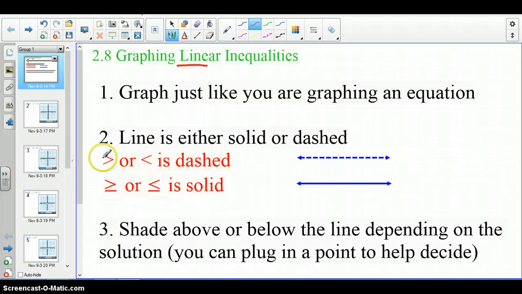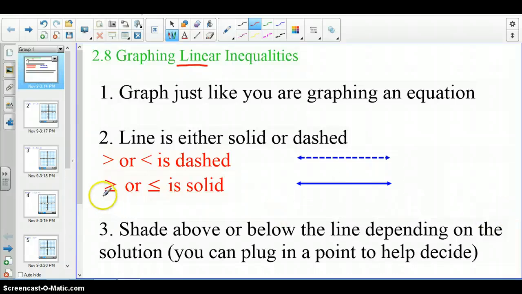Now, when we have a greater than or less than sign, we are going to use a dashed line. If we have a greater than or equal to or less than or equal to, we're going to use a solid line. Then after that, we need to figure out where to shade, because it's not just a few points or multiple points that make this inequality true that are on the line or close to the line. It's going to be tons of different numbers, ordered pairs, that make these inequalities true.